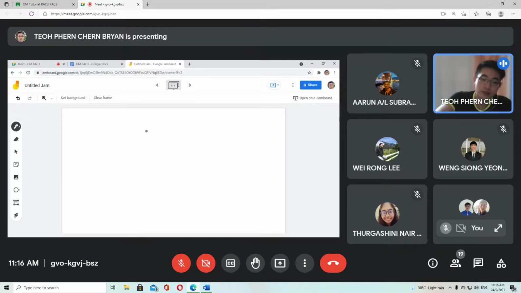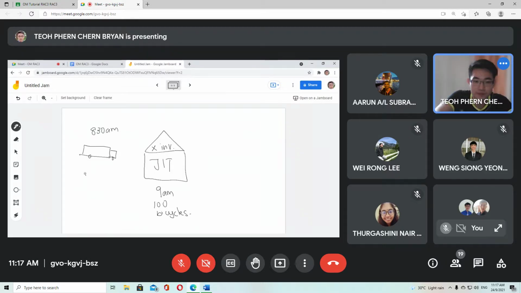Now, let me give you an example of just in time. Let's say this is your factory, a just-in-time factory. Let's say you plan to have production at 9 o'clock in the morning, 100 bicycles. Now remember, we have no inventory, so we have nothing to produce. So buyers will come, between 8:30 and 9 o'clock.